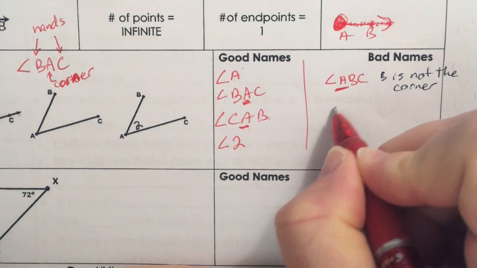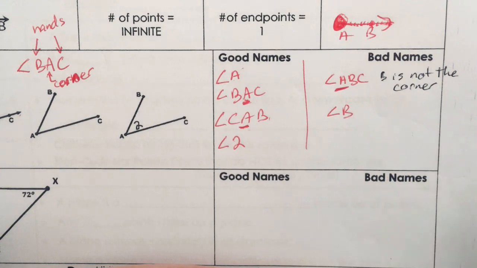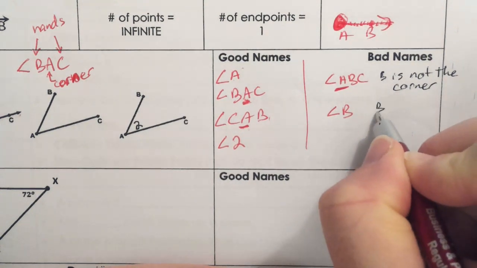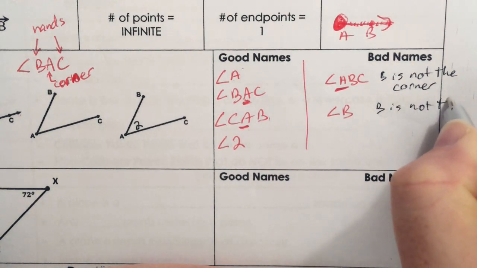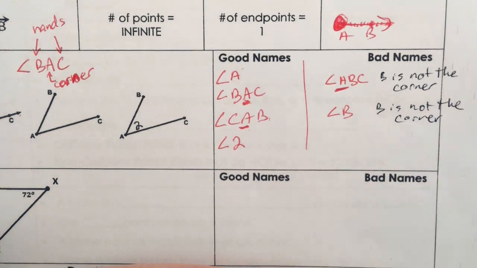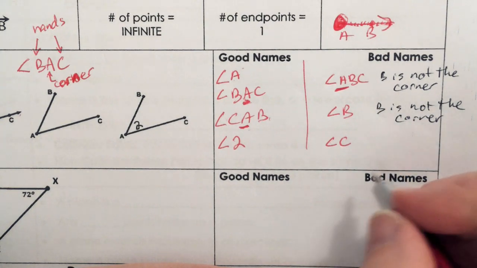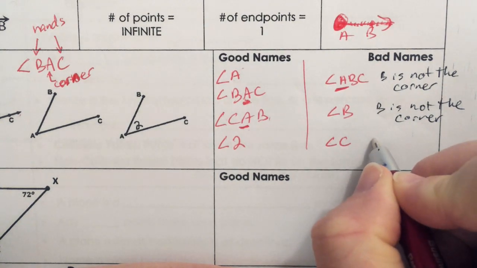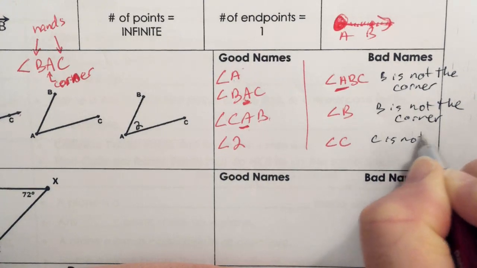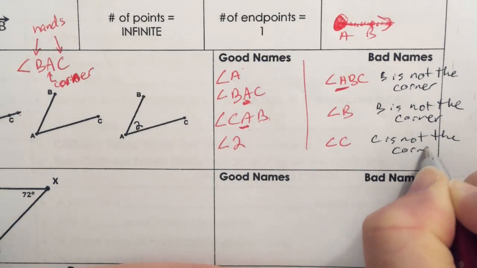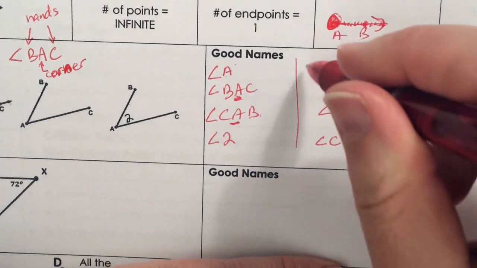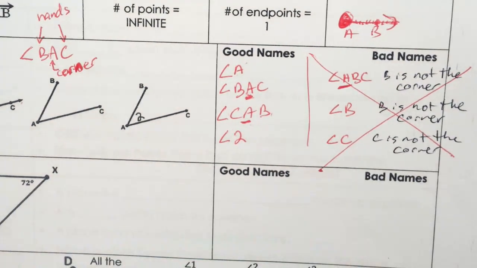Another bad one. We cannot call this angle B because once again, B is not the corner. And we cannot call this angle C, so that's bad as well because C is not the corner. So all those were bad. We were not allowed to call it those. All right, let's look at another example here.